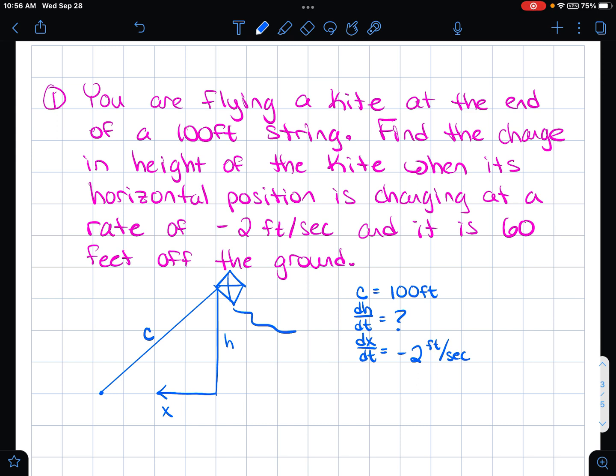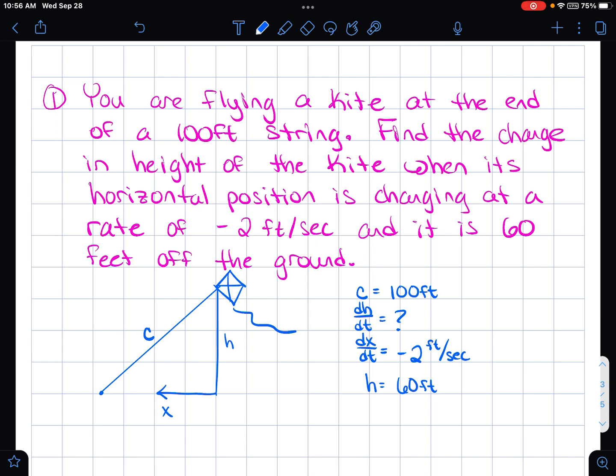Okay, so we've got the horizontal position is changing and it is currently 60 feet off the ground. So we know that h is equal to 60 feet. All right, there's our diagram. These are the variables that were given to us and that we're looking for.